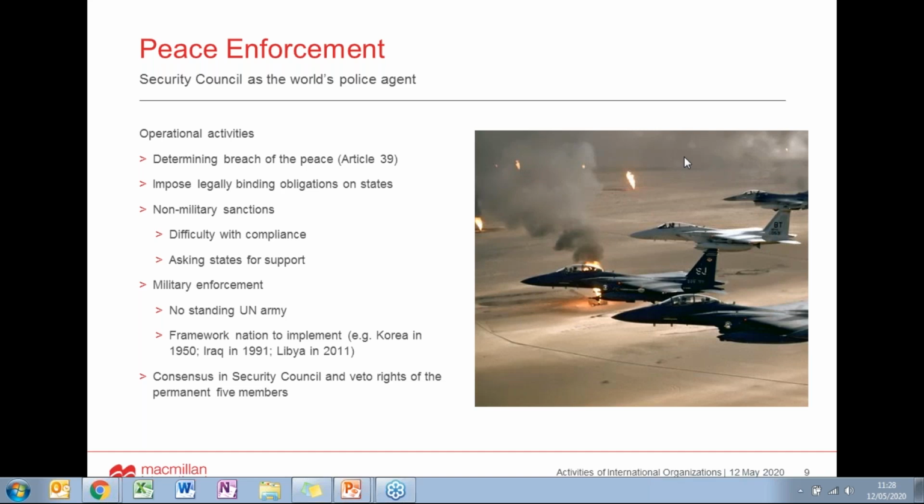And so even though there's an impressive slate of operational activities when it comes to peace enforcement, the question really is whether there is a willingness in the Security Council to go with that. Let me move to the next slide, which is about peacekeeping.